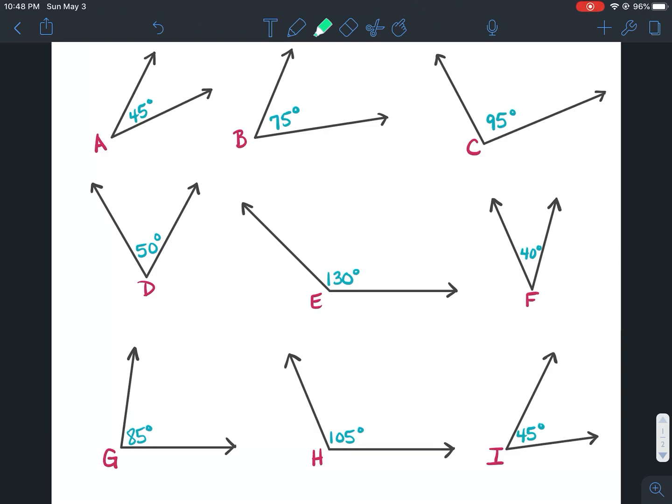Supplementary angles add up to 180. 50 degrees plus 130 degrees equals 180. Therefore, angles D and E are supplementary angles.